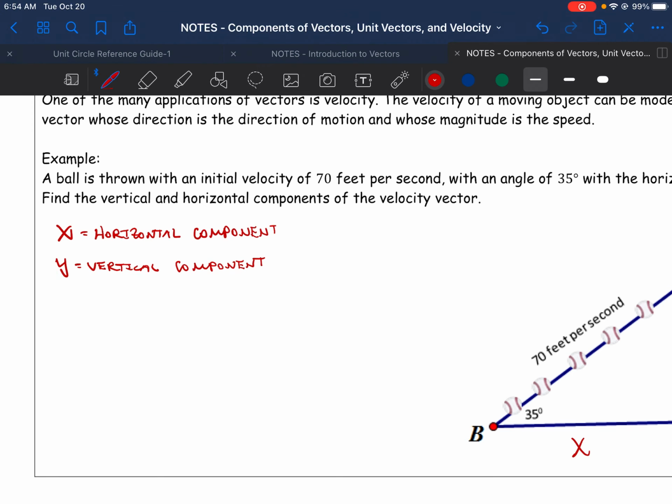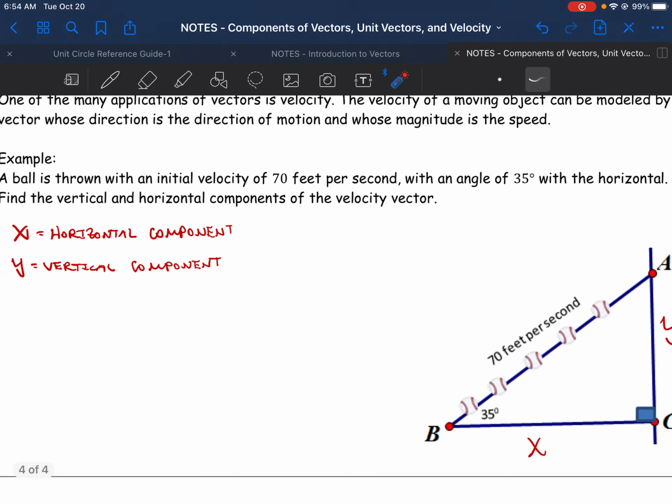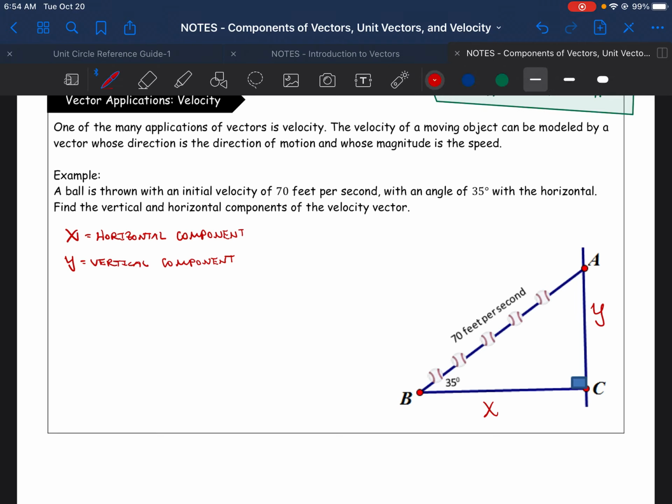All right, so we're going to use some of the trig that we've already learned here in this course. I know that this is a right triangle. y is opposite the 35-degree angle, and 70 feet per second is acting as the hypotenuse, which means I can take the sine of 35 degrees, and that will equal the opposite leg, y, which is one of the pieces I'm looking for, divided by the hypotenuse, which is the 70 feet per second. Multiplying 70 on each side, this means that y is equal to 70 times the sine of 35 degrees.